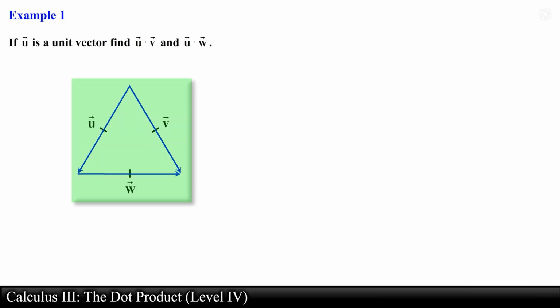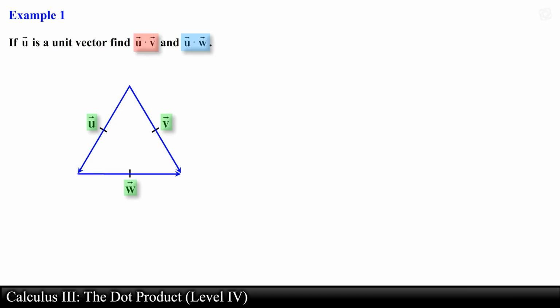Okay, here we have an equilateral triangle with vectors as sides. We are asked to find two separate dot products, in this case, u dot v and u dot w. Let's first find u dot v. According to the problem, u is a unit vector. This means that it has a magnitude equal to 1. Now, this also means that vector v and vector w also have a magnitude equal to 1, since they form the sides of an equilateral triangle. So all the sides have the same length.